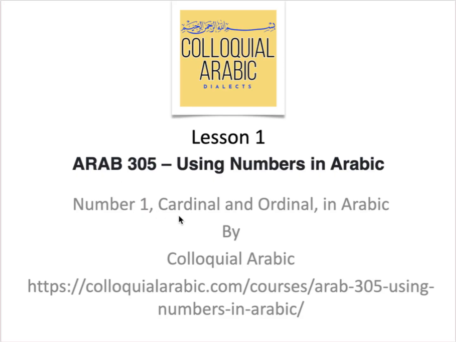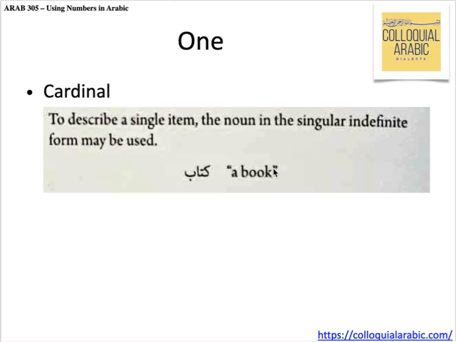So today's lecture is specifically focused on the number one, both in the ordinal and cardinal. The number one is fundamental not only in mathematics but also in the Arabic language, as it holds special grammatical significance. For example, the cardinal number wahid is used to denote a single entity or quantity, any single item where the noun in the singular indefinite form may be used. For example, kitab, a book, and so on.